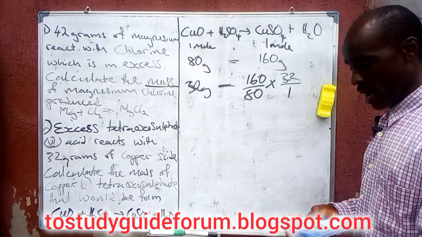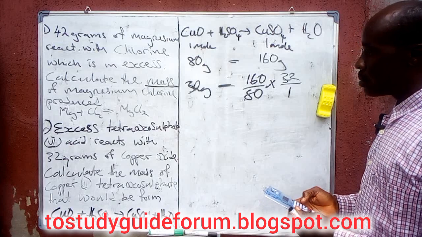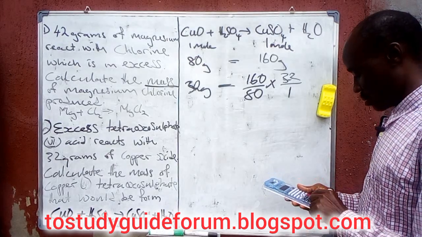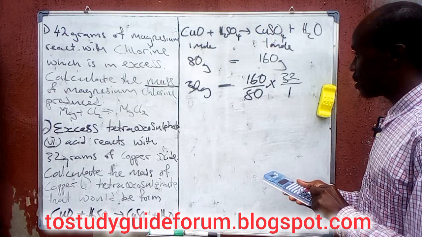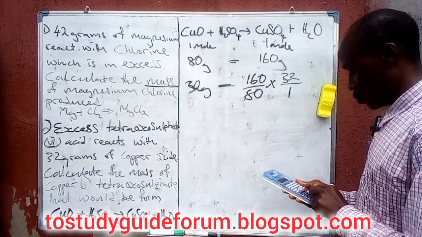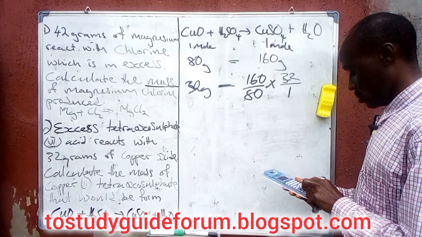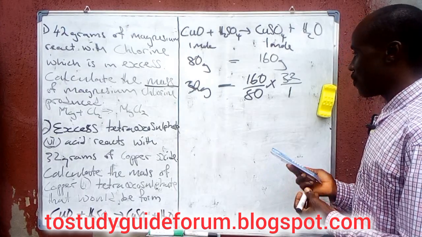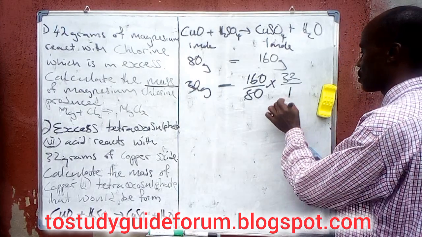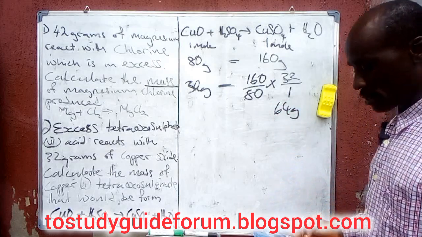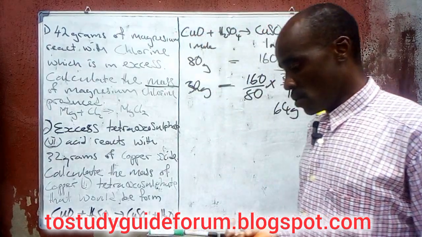So the mass we have here will be 160 multiplied by 32 divided by 80, which will give us 64 grams. 64 grams. So that is what we have.